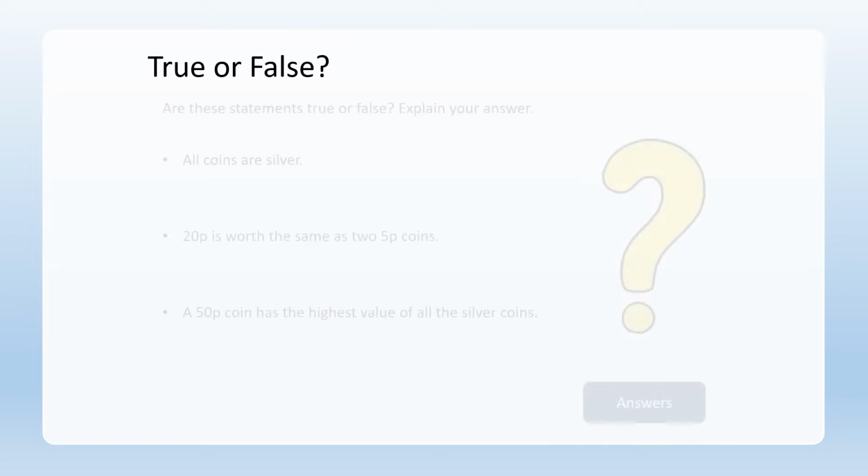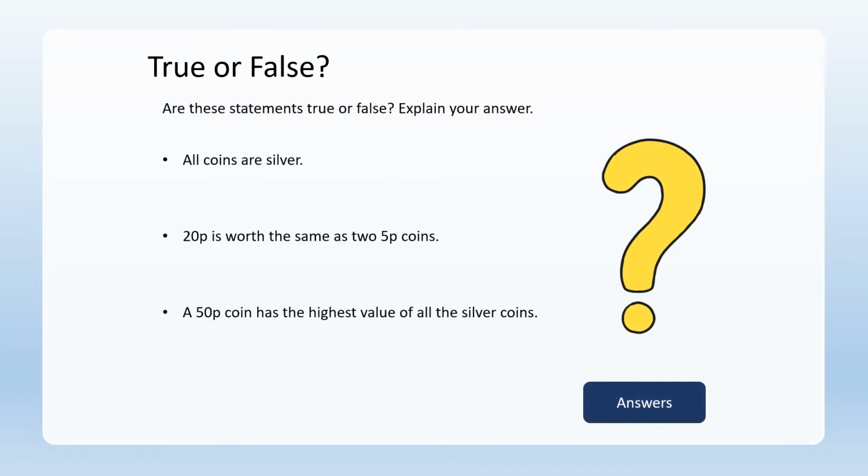True or false? All of the statements here are true or false. What I'd like you to do is listen to each of the questions and then pause the video and work out your answers. Come back when you have your answers and carry on listening to see if you got them right. Number one, all coins are silver. Number two, 20p is worth the same as two 5p coins. And a 50p coin has the highest value of all the silver coins. Pause the video and come back when you've worked them out.